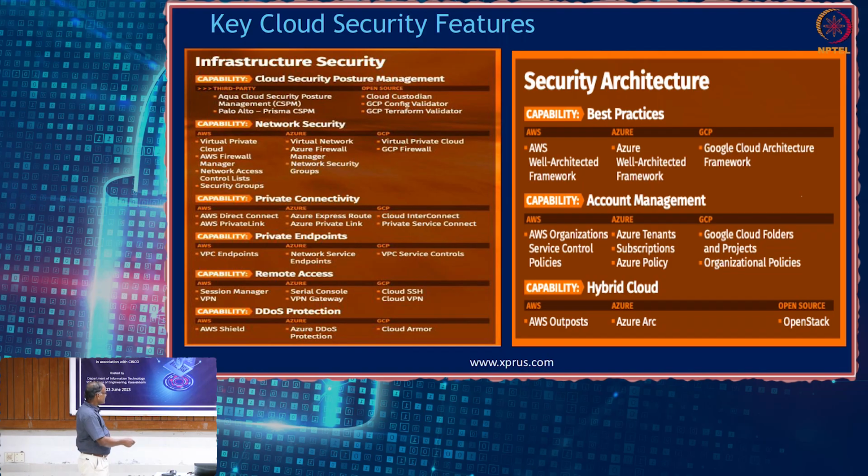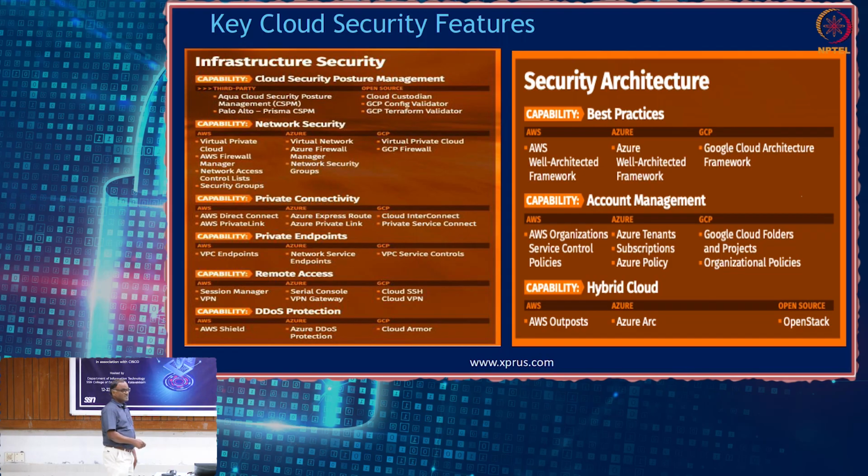So from the security architecture point of view, what are the frameworks? We talked of the NIST framework. AWS has something called the AWS Well-Architected Framework. How do you design your systems and applications within the AWS environment? What are the best practices you should follow? How should you deploy your firewall? How should you deploy your storage? All those things. Google also has the same thing.